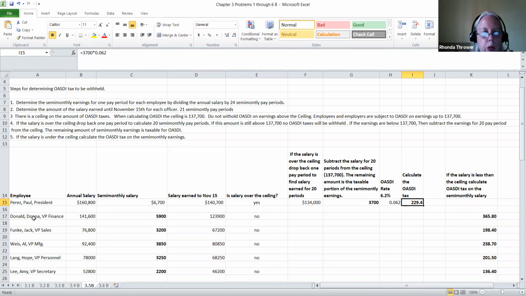For the next person, Donna Donald, she gets an annual salary of $141,600. To find her semi-monthly salary, we divide $141,600 by 24 pay periods, because there's 24 pay periods in an annual salary if they are paid semi-monthly.